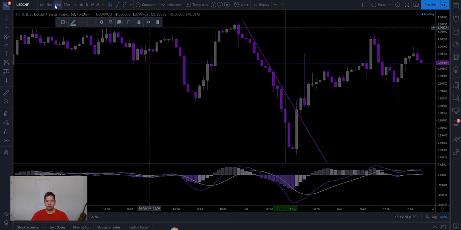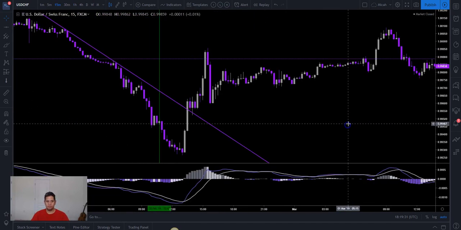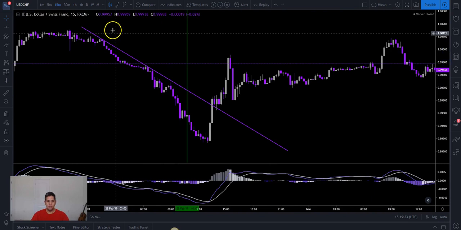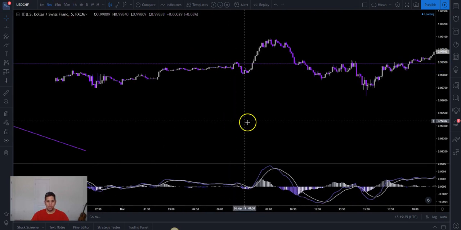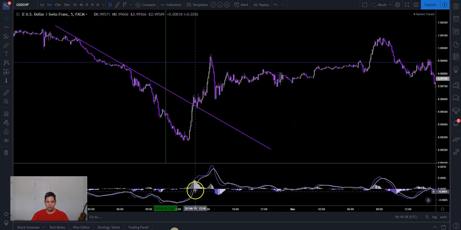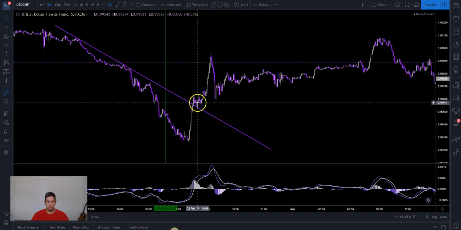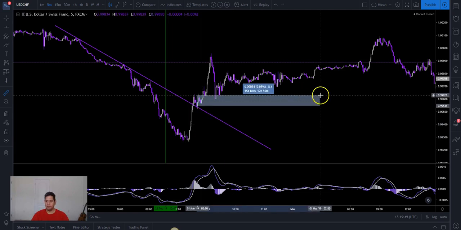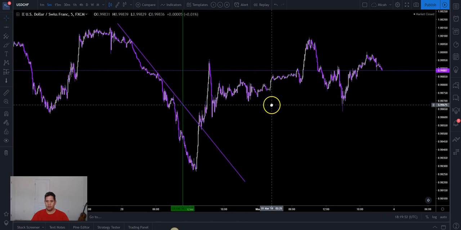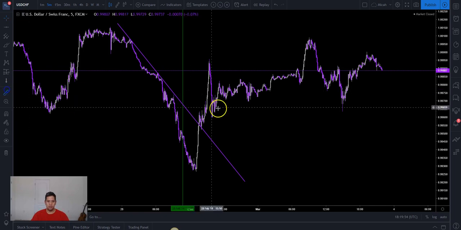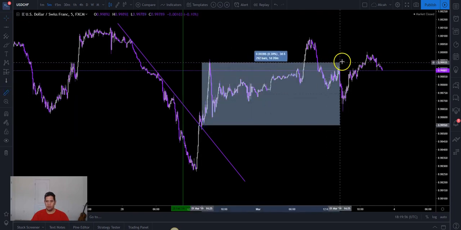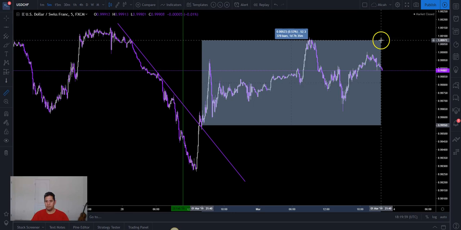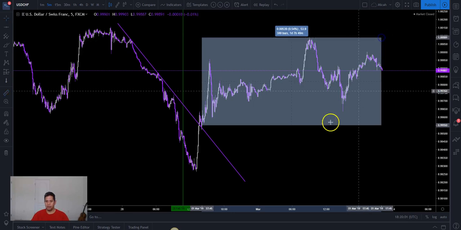So now we drop to the 15 to draw the trend line. Then we drop to the 5 for entry. So this should have been right here, your entry, break of the trend line, cross of the MACD. So your stop loss would have been about 27 pips. And if you held on to this trade, 53 pips in profit before the pullback.